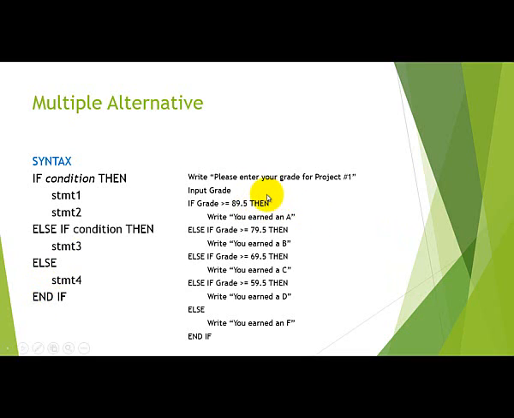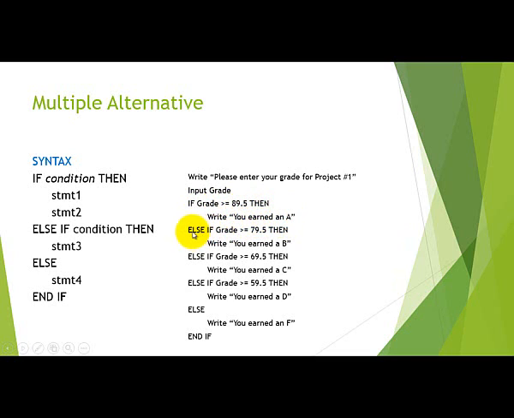So our example here is an expansion on our previous example where they're going to input the grade for project 1. But now we have it divided by the typical grading scale. So if it's 89.5 or higher, then they've earned an A. So my condition here is grade is greater than or equal to 89.5. Then we're going to display you've earned an A.